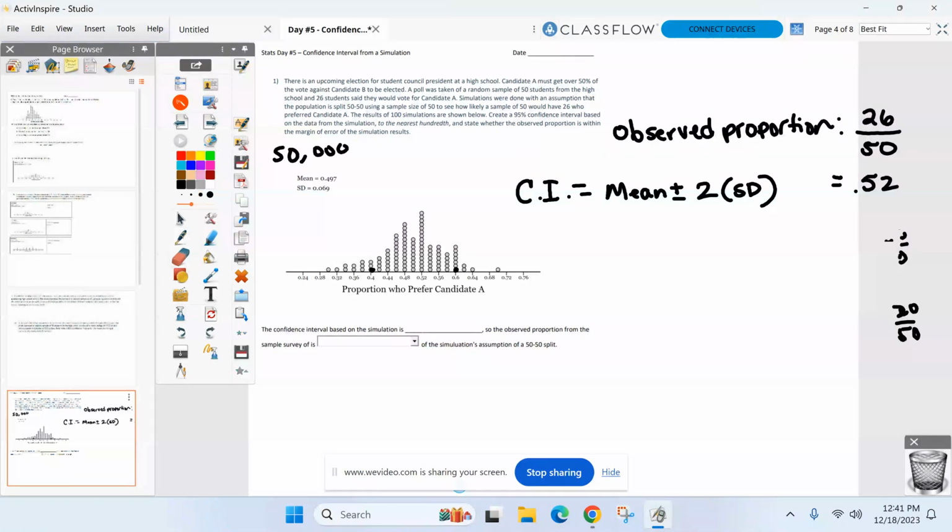So now we'll really find out if that 0.52 is reliable, or if it's just an outlier. Go ahead. I gave you the values right over here. Your mean is 0.497 plus or minus 2 times 0.069. Do your work. Do your magic now.